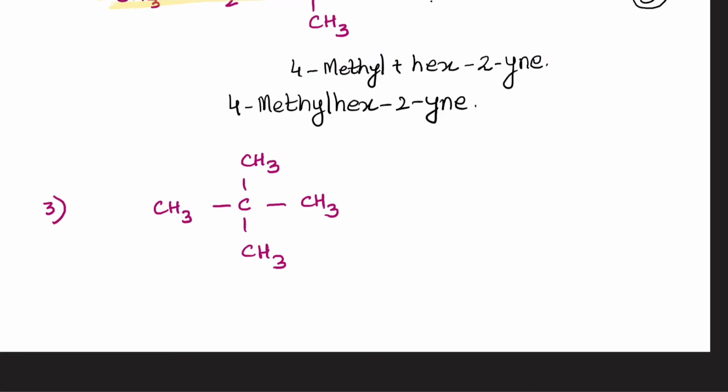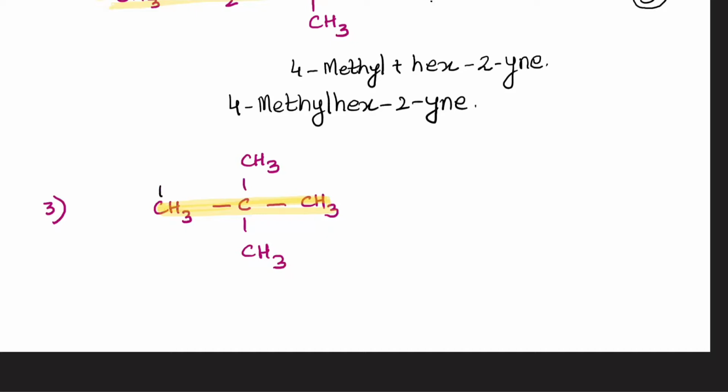Question number 3. So which is my longest chain going to be? So we have 1, 2, 3 in several directions. So the longest possible that I have over here is 3 carbons, right? I can take it like this. I can take it curved as well. So this becomes my simplest chain.